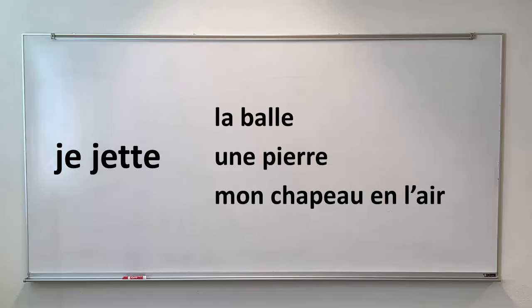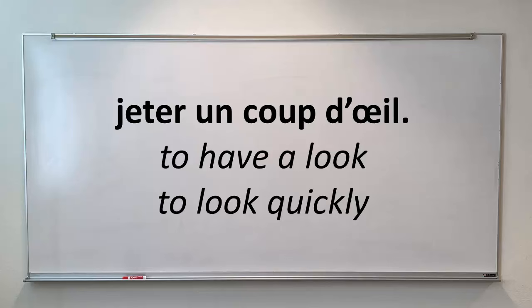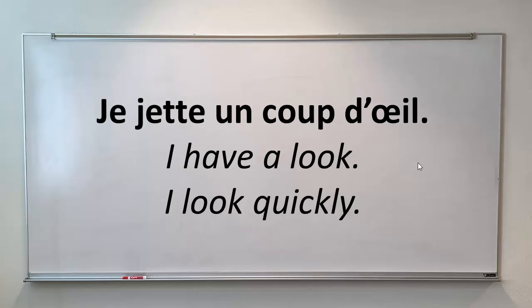I'd like to finish up this lesson with a very common expression that French speakers use, jeter un coup d'œil, which literally means to throw a blow or stroke of the eye, which means basically to have a look, also to glance at something, to look quickly at something. So, jeter un coup d'œil. So the French equivalent of somebody saying, I'll have a look or I'll look quickly would be, je jette un coup d'œil. I have a look or I look quickly can also mean I will have a look. I will look quickly. If you are referring to the future, you can use the present tense also in that way.